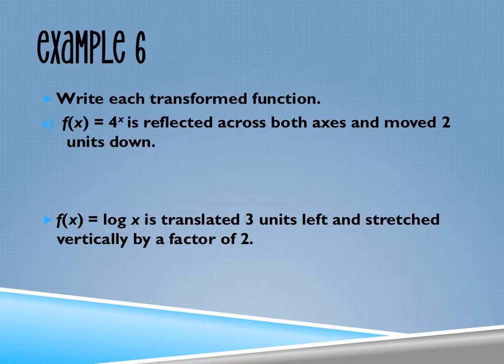Okay. Last one is now working the other way around. So if I gave you the transformations, you give me the equation. So A says 4 to the x is reflected across both axes, and move 2 units down. So across both axes means what? There's 2 negatives. There's a negative on the front of that 4, and there's a negative on the x. So if it was over the x, it'd be only on the 4. If it was over the y, it'd be only on the x. And then move 2 units down means what? Good. Minus 2, but not in the exponent.